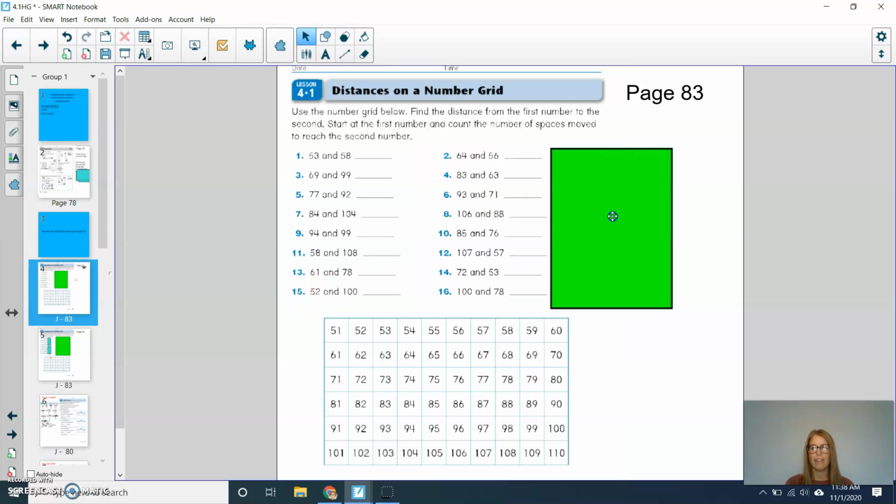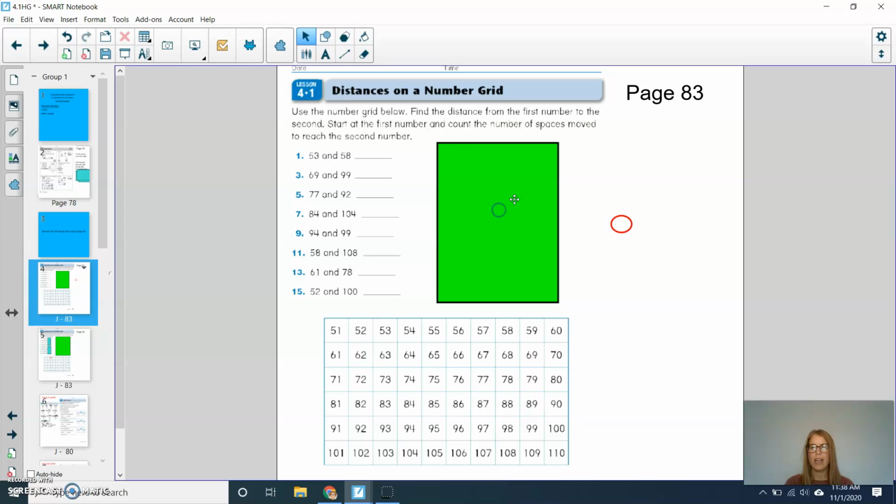So notice how I covered up the second half of this page. If you want to do this part, you can. But again, we're just going to talk about this side today. If I take a look at just that first one with you, if I'm going from 53 to 58, notice how I put my counter on 53, and then I'm going to count till I get to 58. So I would have 1, 2, 3, 4, 5. So the distance between 53 and 58, I would put 5.